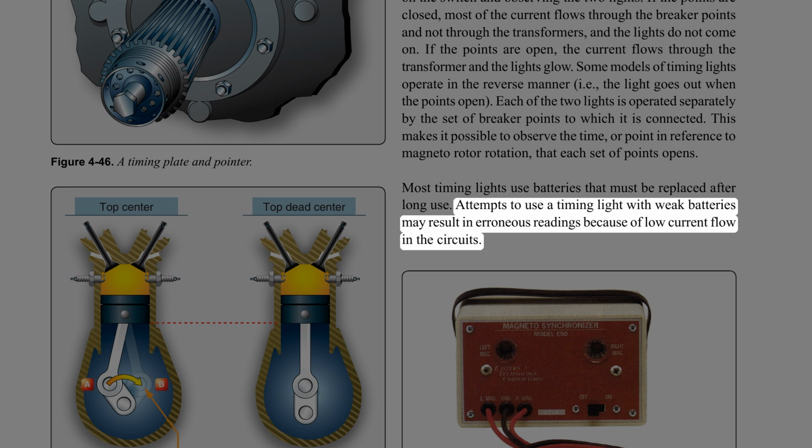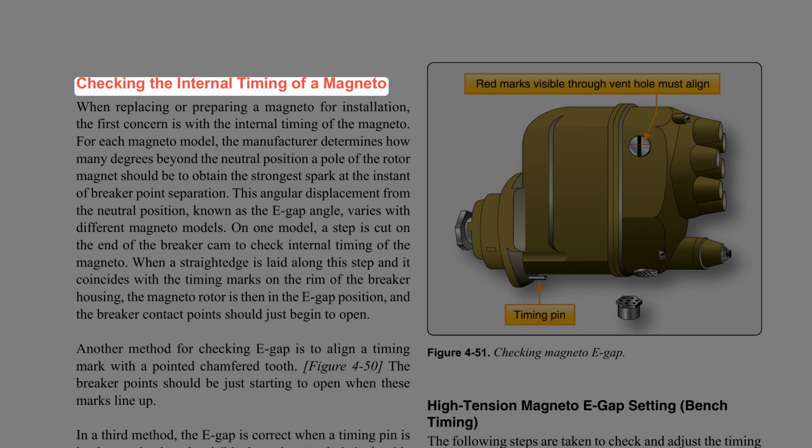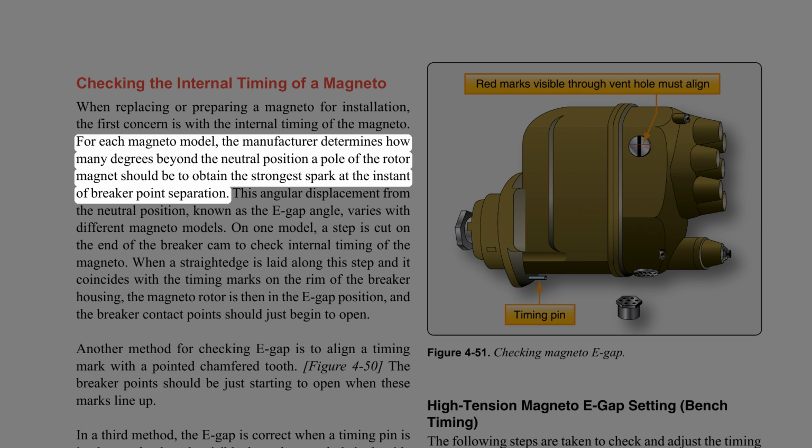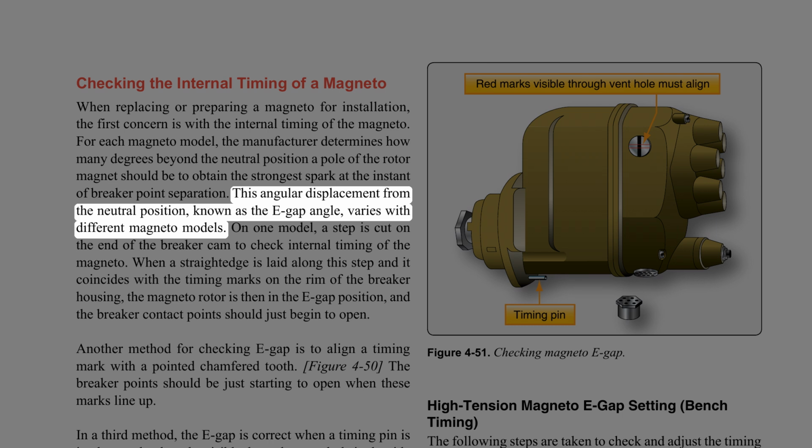Attempts to use a timing light with weak batteries may result in erroneous readings because of low current flow in the circuits. Checking the internal timing of a magneto. When replacing or preparing a magneto for installation, the first concern is with the internal timing of the magneto. For each magneto model, the manufacturer determines how many degrees beyond the neutral position a pole of the rotor magnet should be to obtain the strongest spark at the instant of breaker point separation. This angular displacement from the neutral position, known as the E-gap angle, varies with different magneto models.